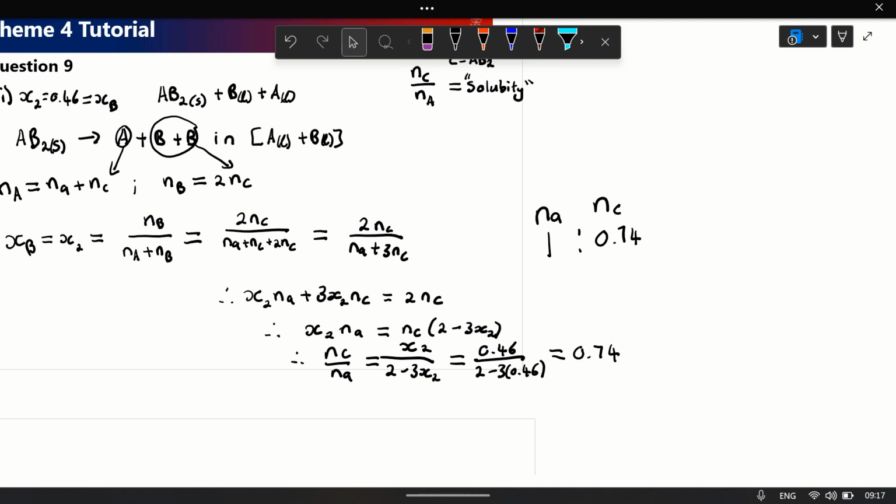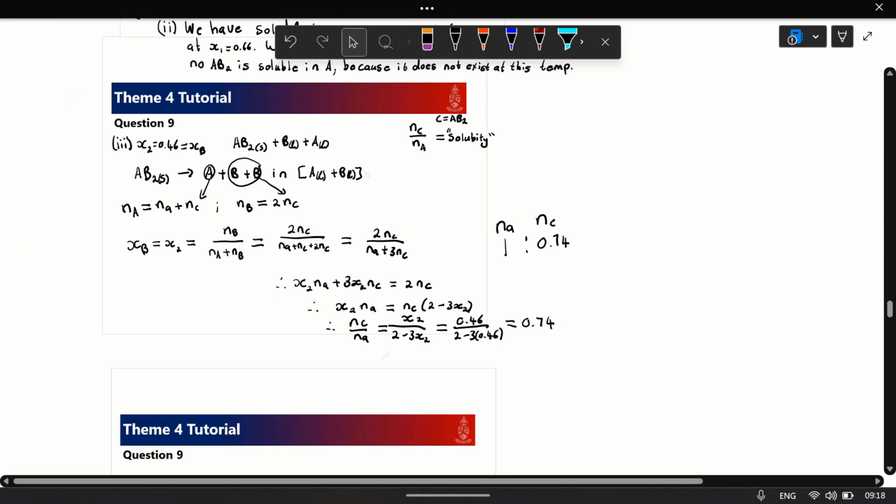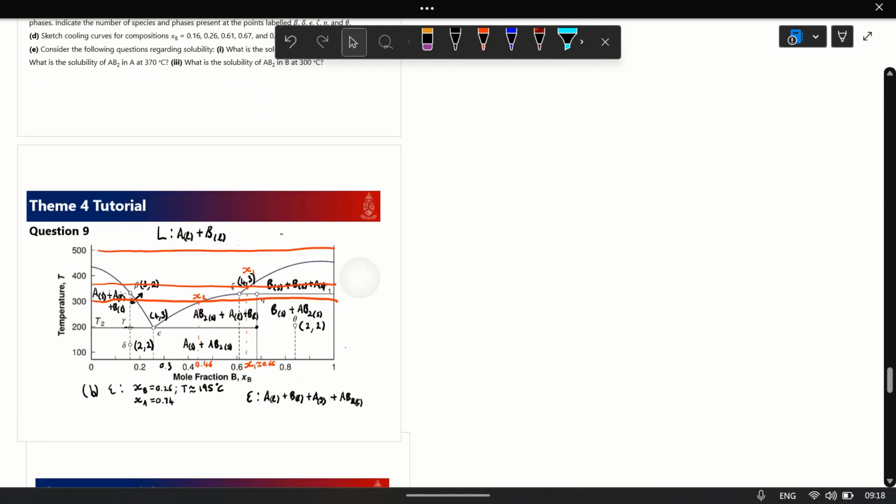So I always need to draw it back to the calculation of the mole fraction. You just need to find a way to express whatever you're calculating in terms of the mole fraction. That's quite easy with the AB2. If we just had AB, for example, then you would have had Nc and Nc. If you had AB3, then you would have Nc and 3Nc, or whatever. And then you just need to go through the calculation. All right, so that is essentially it for this question.